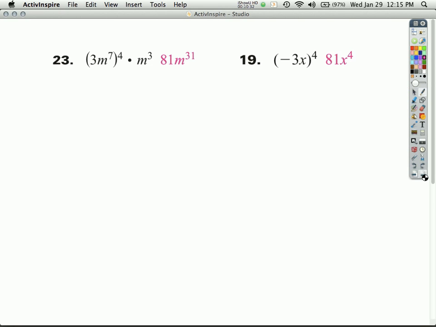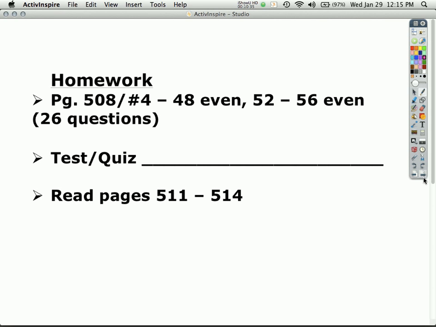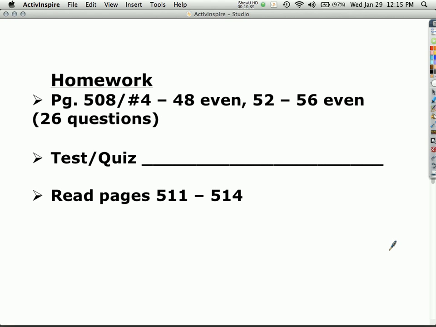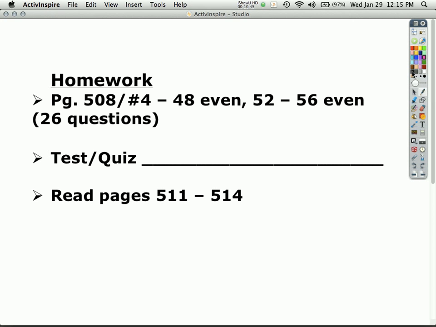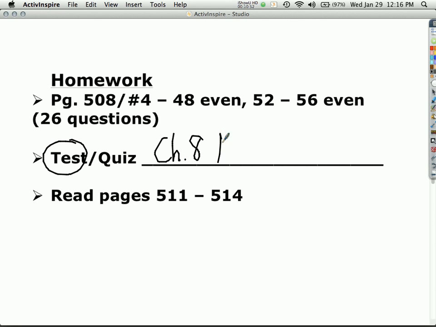Okay, draw a line across your paper. Your homework is page 508. You're doing numbers 4 through 48 even and 52 to 56 even. That's a total of 26 questions. And your chapter 8 test will be next week. And you need to read the next section. Very important.